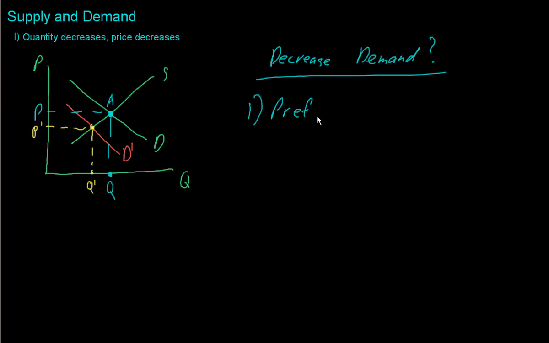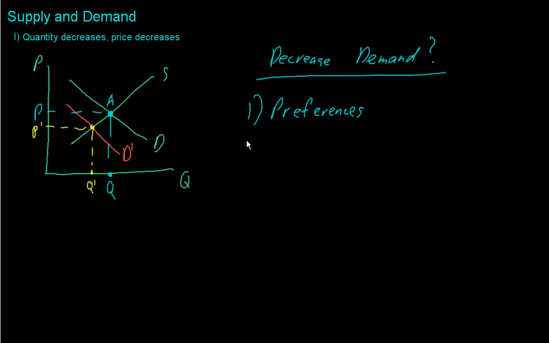You're going to see that all of these are kind of parallels for what was in the increase in demand video. So a change in preferences: if everyone just wants to go surfing less, maybe there's a new sport that comes out that's way cooler than surfing, so no one wants to go surf anymore. So that would lead to a decrease in demand.